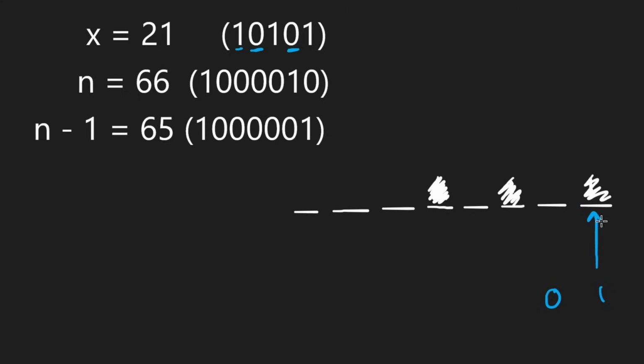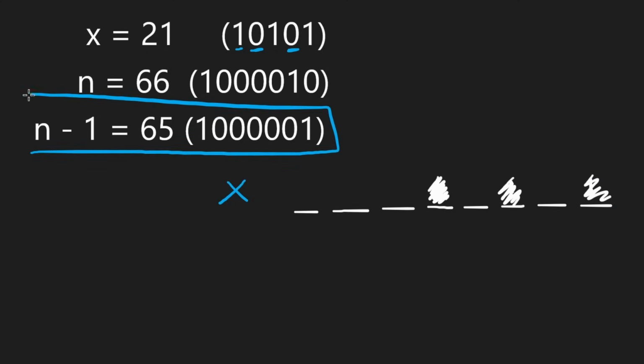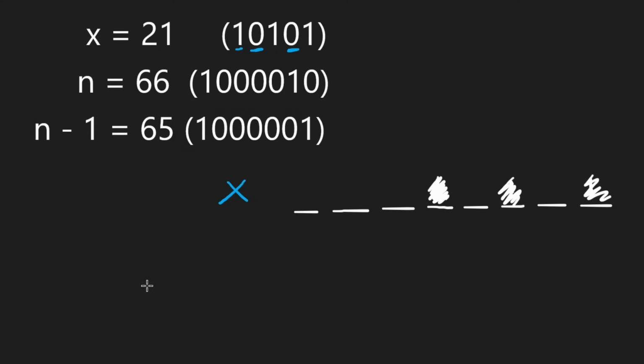And so for us to extract the information here, we're going to do a bitwise AND, not super complicated. We're going to go bit by bit in this number, which is X. And we're also going to go bit by bit in this number, which is n-1. And this is what we're going to do. So let me actually write out this number down here.